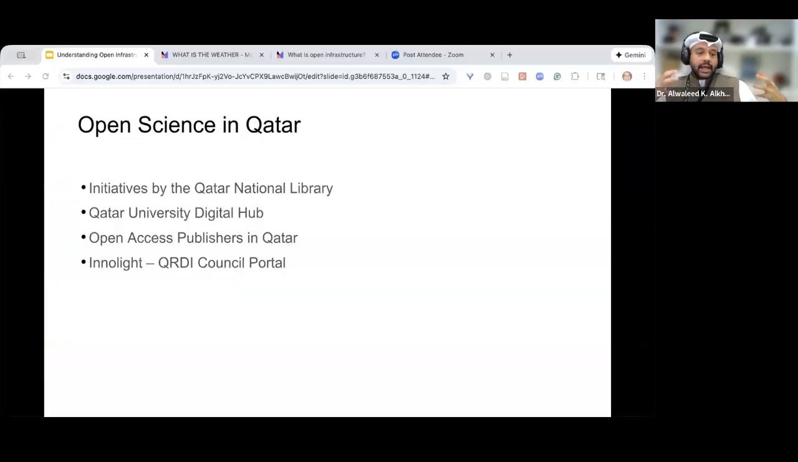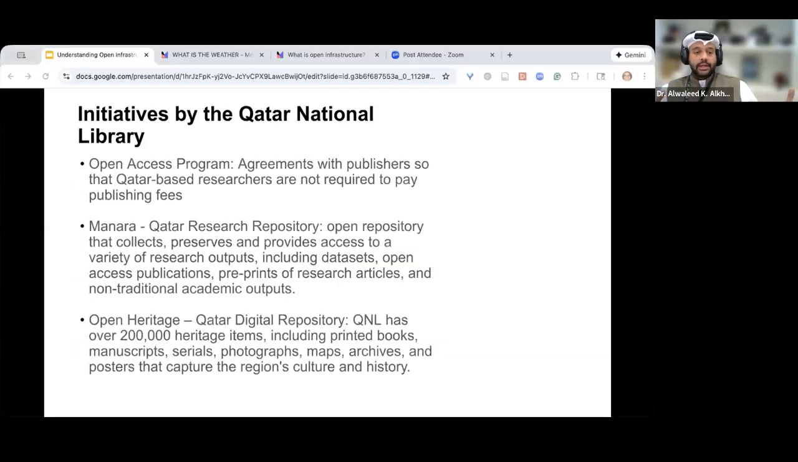So from our perspective, we're really involved in open science, and we try to support open science in different ways. There are different initiatives by QNL, initiatives at Qatar University, some open access publishers, and of course, the Qatar Research and Development Innovation Council. If you can go to the next slide, I can tell you more about what QNL does.